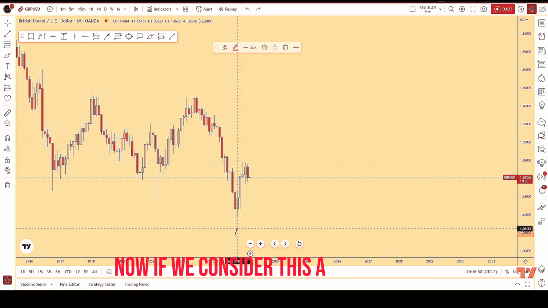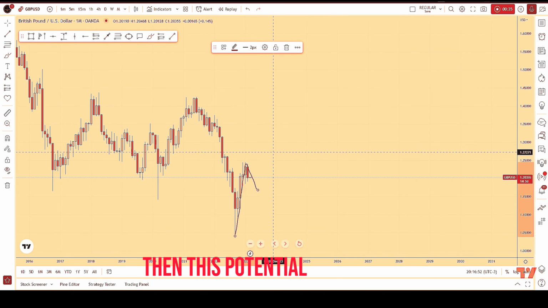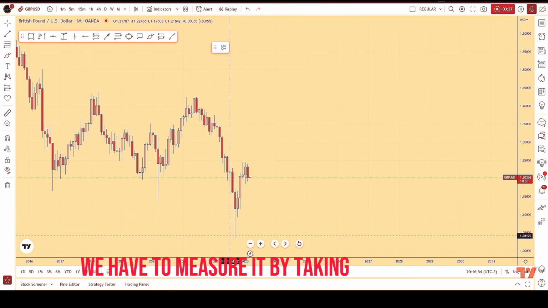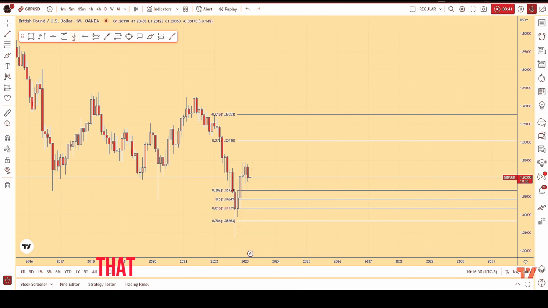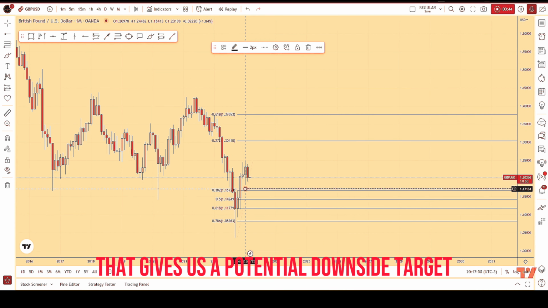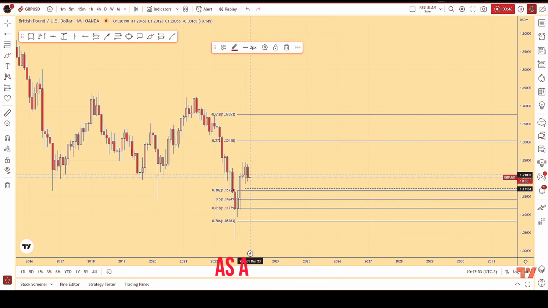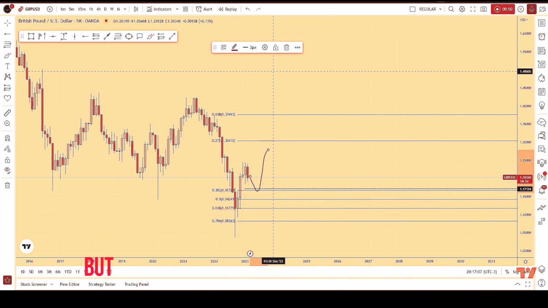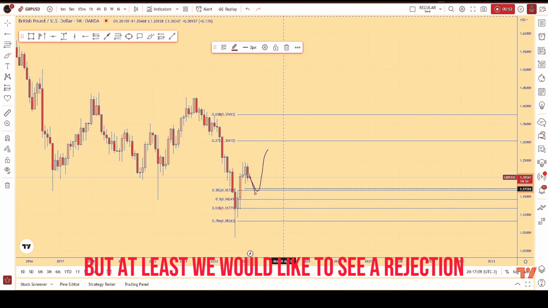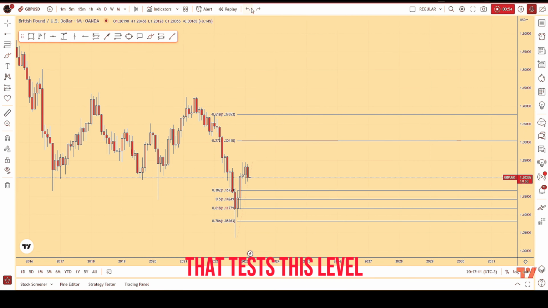Now, if we consider this a new impulse, then this potential correction we have to measure it by taking our Fibonacci from the low to the high of the impulse. And if we do that, that gives us a potential downside target to this 0.32 as a rejection, before then potentially getting more bullish continuation. But at least we would like to see a rejection that tests this level.